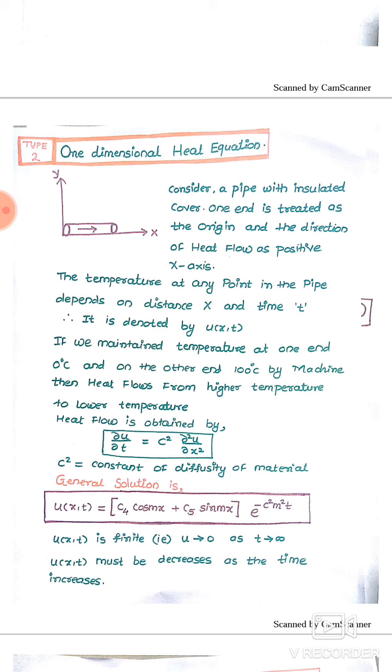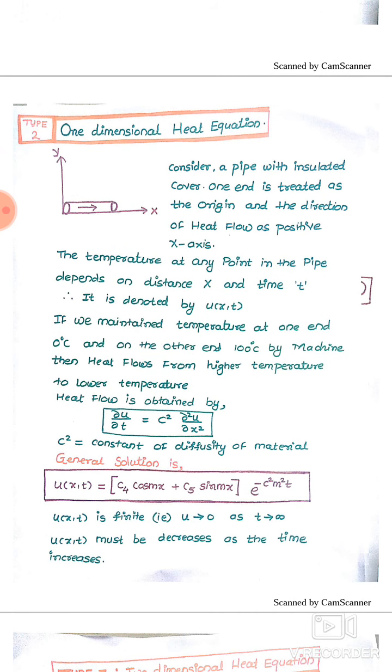So if we pass heat through this pipe, there is some heat flow from one end to the other end. Using this one-dimensional heat equation, you can easily find out the heat flow at different distances and different times. And by the law of heat conduction, heat always flows from higher temperature to lower temperature.